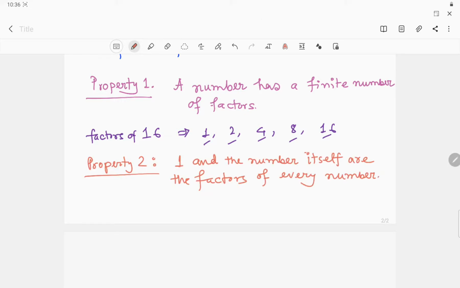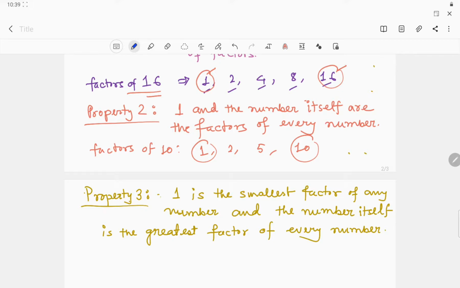Property number 2: 1 and the number itself are factors of every number. For the previous example, factors of 16, the number 1 and the number itself, 16, are factors of 16. If I take factors of 10, we have done before 1, 2, 5 and 10. You can check 1 and 10 are also factors of 10. So we can conclude 1 and the number itself are factors of every number, right?